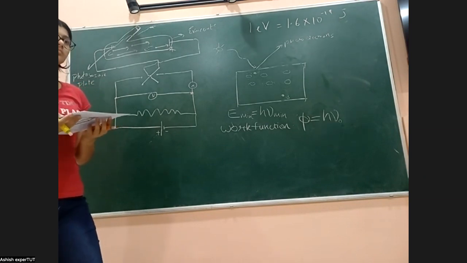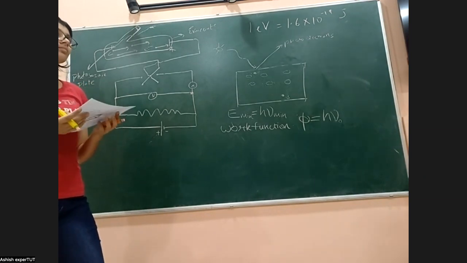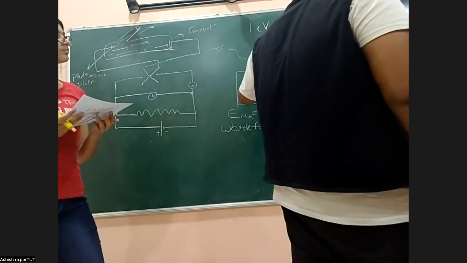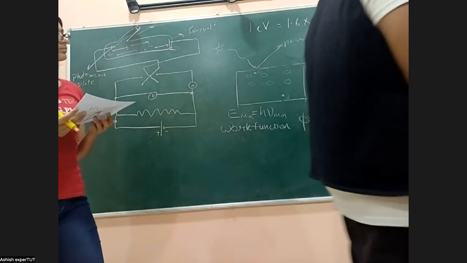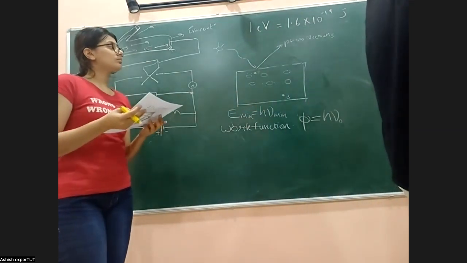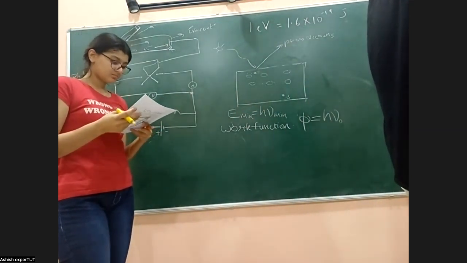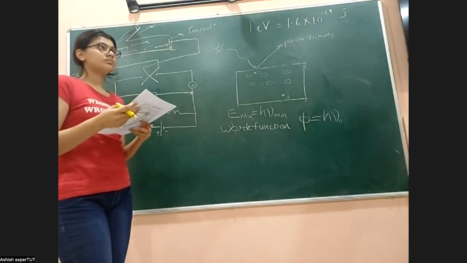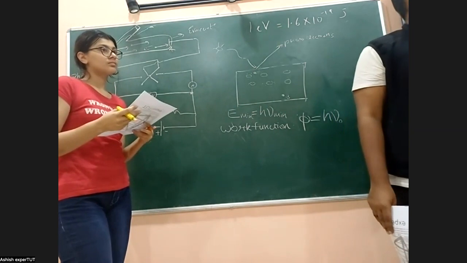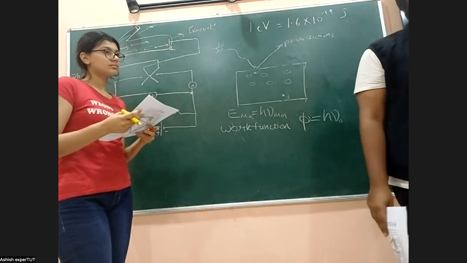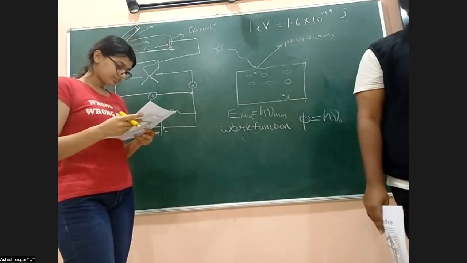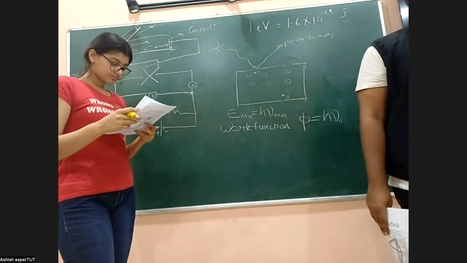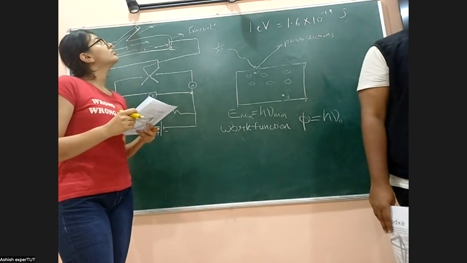If you are throwing 100 joule and the work function is 20 joule, you can get electrons with kinetic energy from 0 to 80 joule. General concept I'm telling you. You should expect your electrons to have energies from 0 to 80 joule. 80 is the maximum because 100 minus 20 is 80.